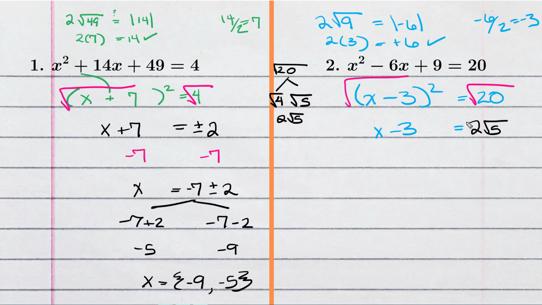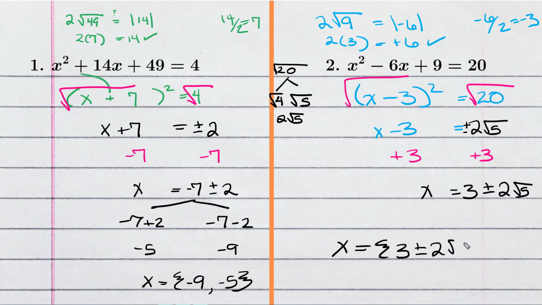But since we took the square root, it's going to be plus or minus. Now, I need to add that 3 to both sides. And this time, since there's a square root involved, I can't combine those. So I have 3 plus or minus 2 square roots of 5. And so my answer is x equals the solution set of 3 plus or minus 2 square roots of 5.